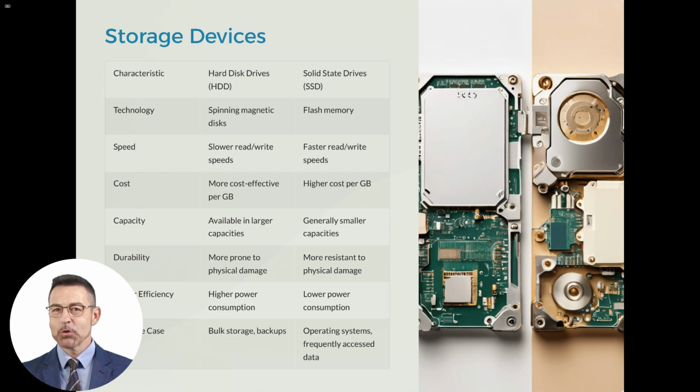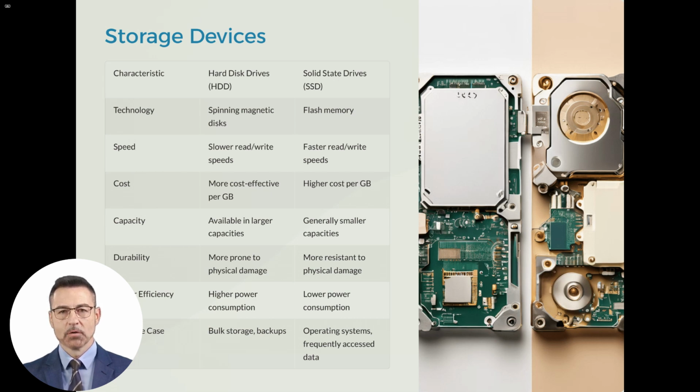Now, let's look at storage devices, starting with hard disk drives or HD disks. HD disks use spinning magnetic disks to read and write data. They're cost-effective and offer large storage capacities, making them great for storing large amounts of data like media collections and backups. However, they have slower read-write speeds, which can lead to longer boot times and slower application loading. They're also more susceptible to physical damage due to their moving parts.